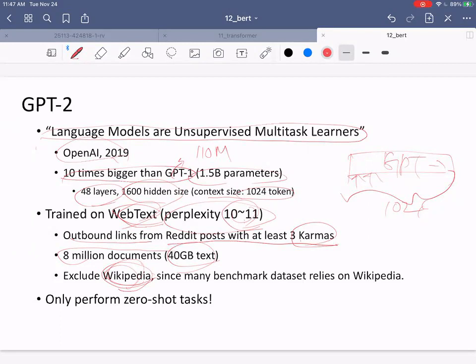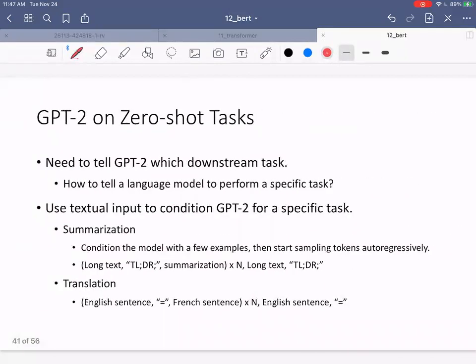the most impressive thing about GPT-2 is they only perform zero-shot tasks. So they don't even do fine-tuning. They just pre-train GPT-2 as a forward language model only, and then just do downstream tasks without any fine-tuning. They don't even add a linear classifier on top of GPT-2. So let's take a look at it.